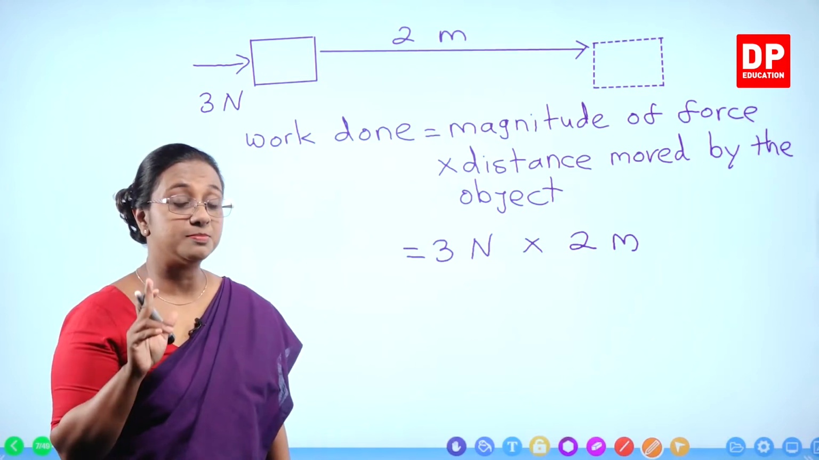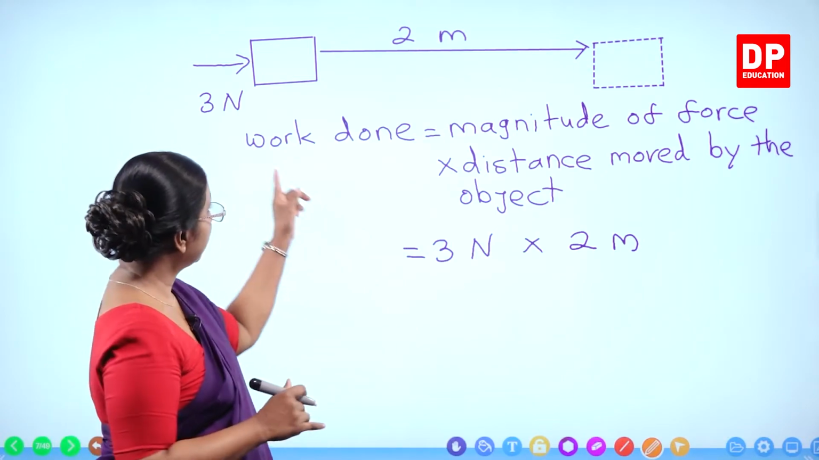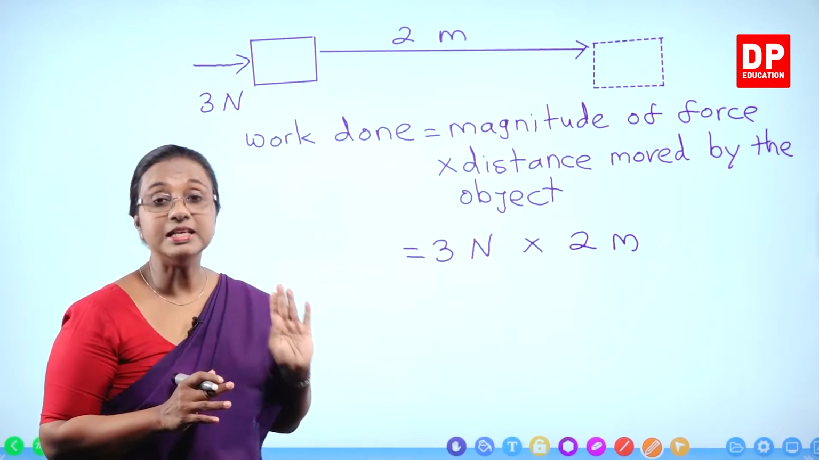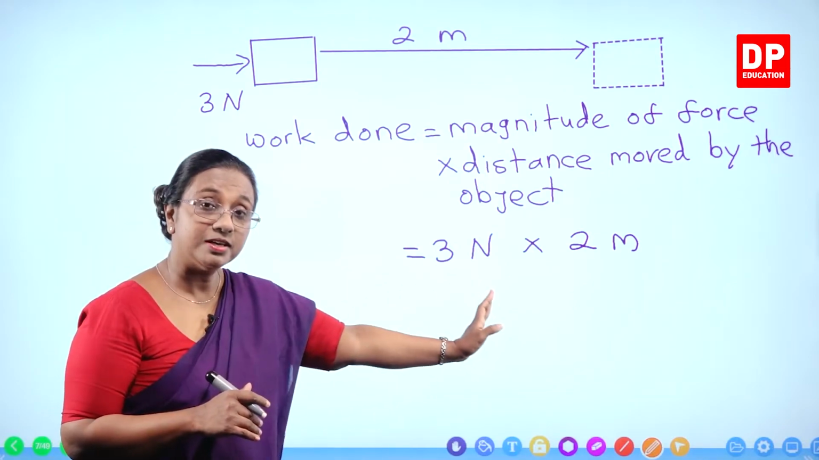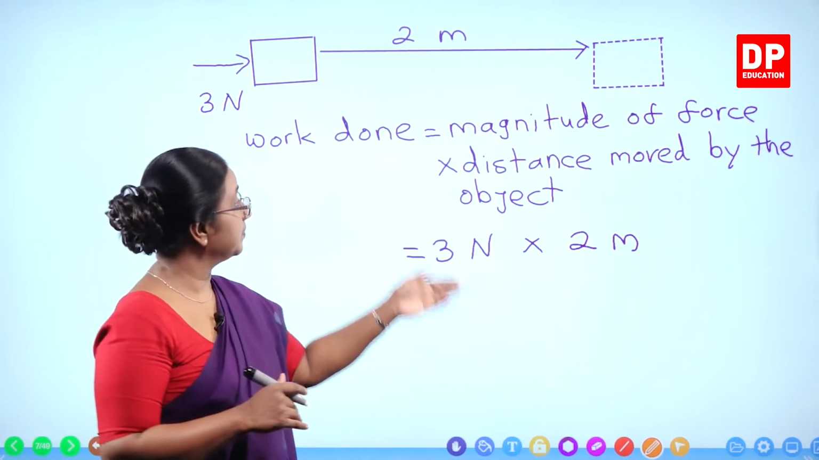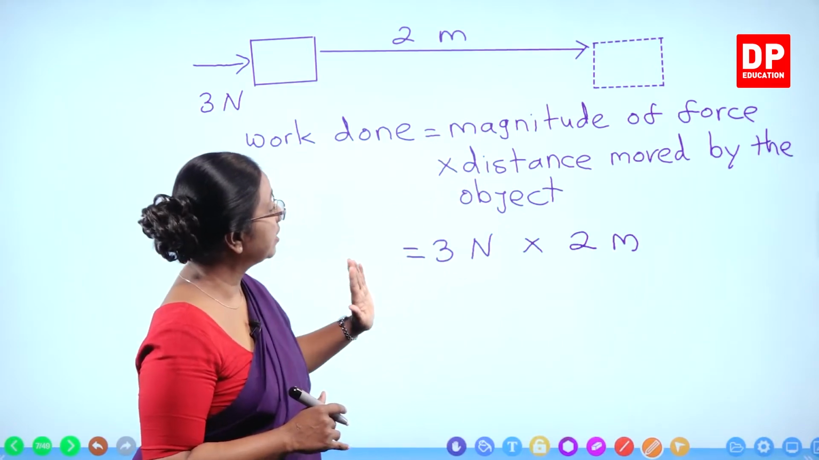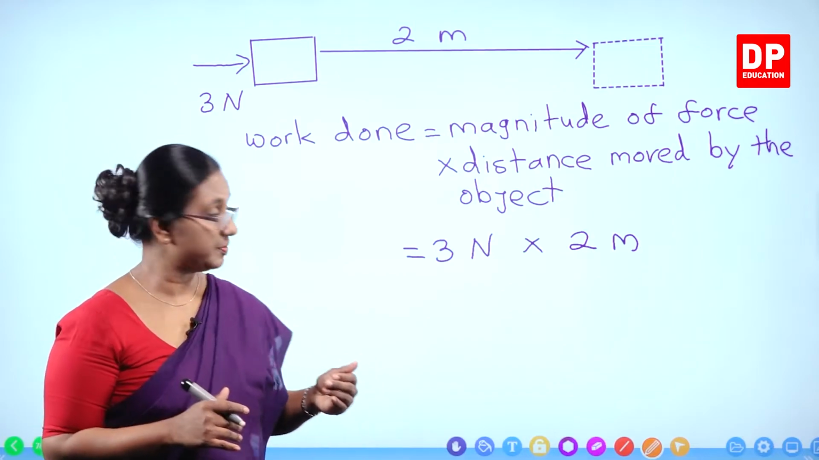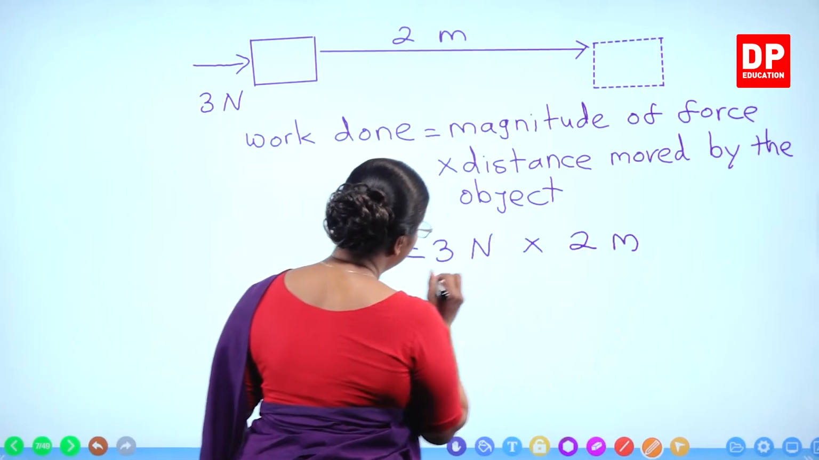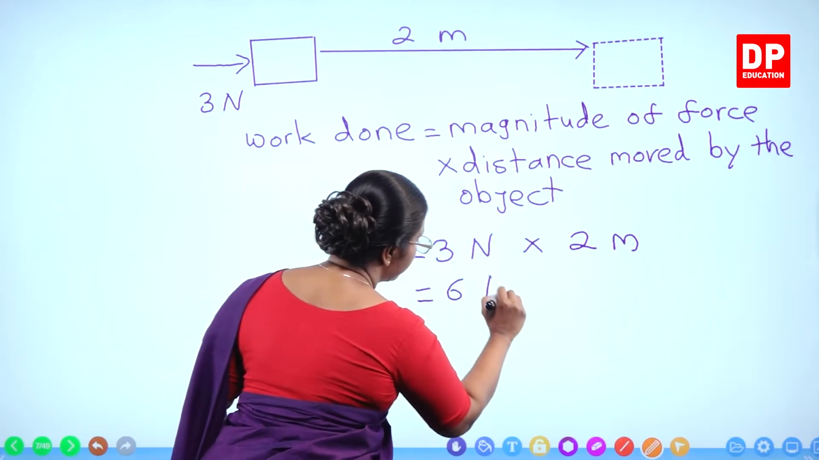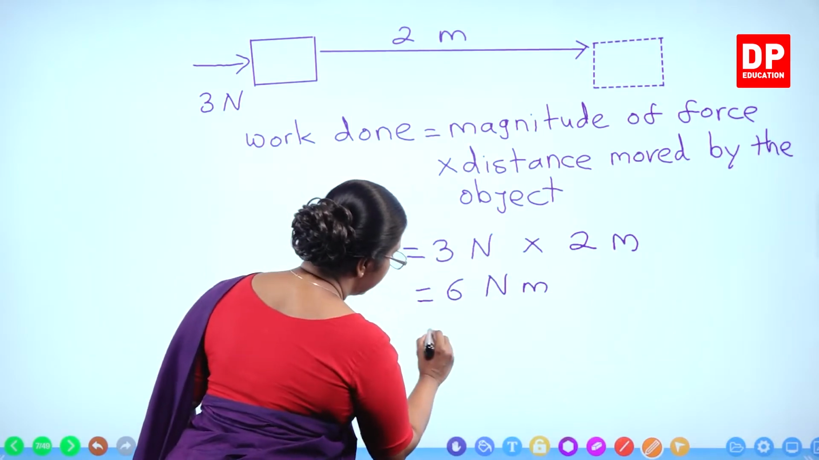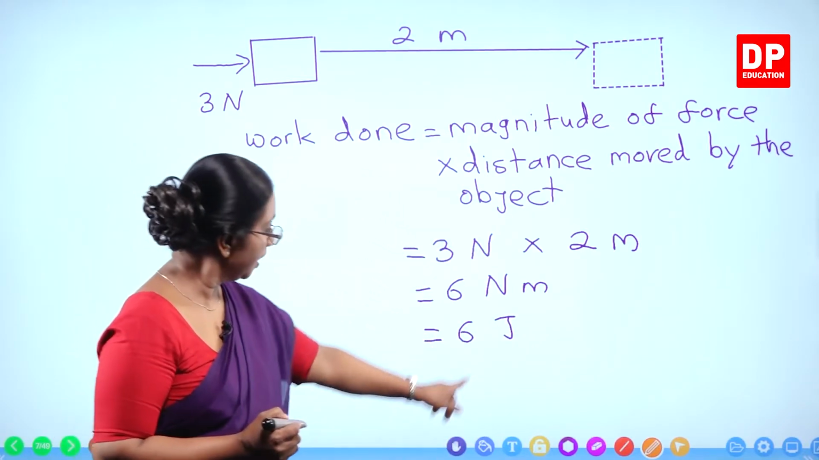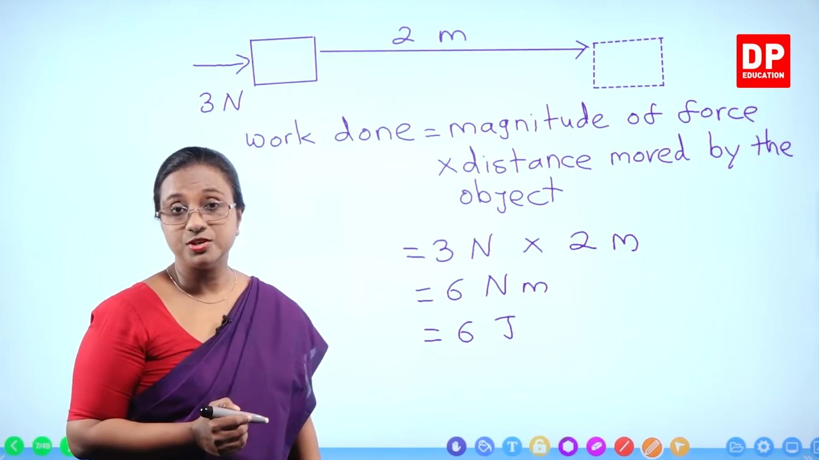Because you all know, students, displacement has a direction. So, if the distance moved is in the direction of the force, we can call it the displacement also. So, in our lesson, we will be using both the terms. Either you can say distance moved by the object in the direction of the force, or you can say displacement of the object. So, 3 Newtons into 2 meters. So, here of course, it's going to be 6 Newton meters, but the standard unit is 6 joules. Joules is the standard unit of work.